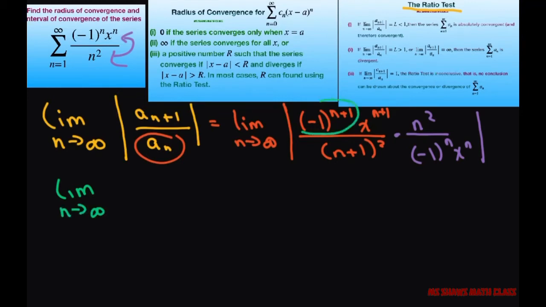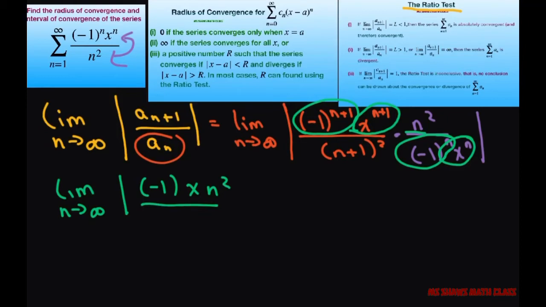Now, if you simplify this with your laws of exponents, this is just going to give you negative 1. And then if you simplify your x part here, that's just going to give you x, same reason, laws of exponents. And then we still have our n squared divided by n plus 1 squared. All right. Now, absolute value of negative 1 is just 1.